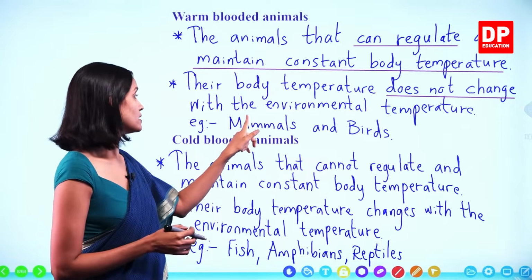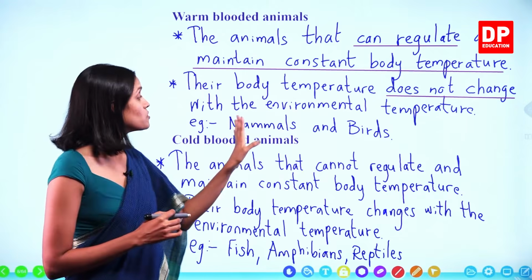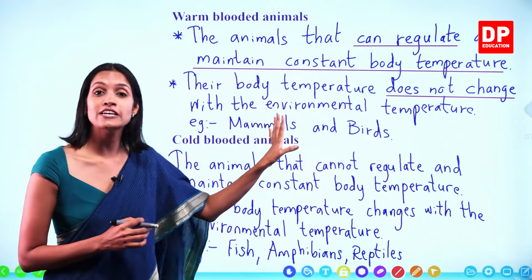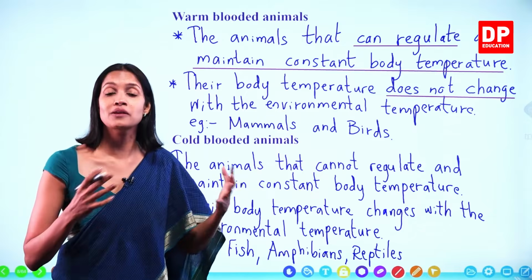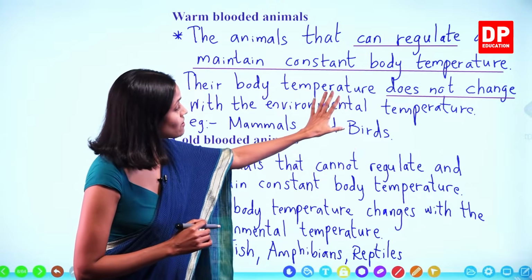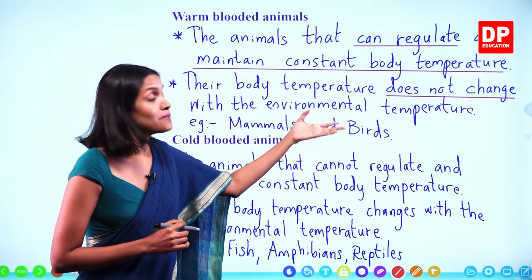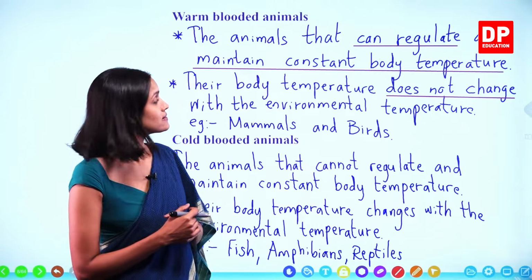Right, children? So mammals, even though humans don't have fur, most of the mammals have fur. Their body is covered with fur. Therefore, they can protect the body heat as well. When it comes to the birds, they can regulate the body temperature with the help of their feathers and their muscles as well. Okay, children?